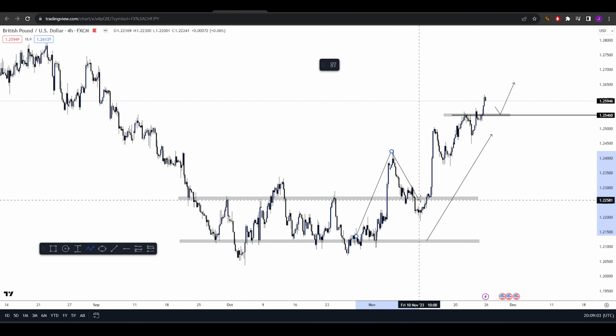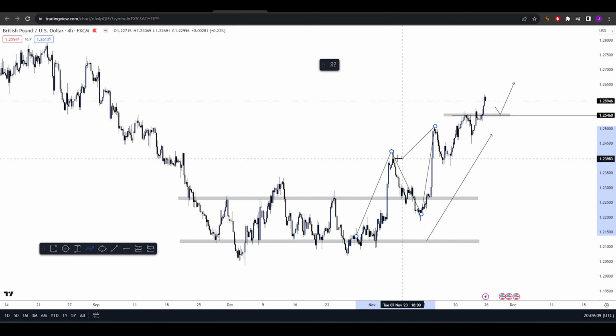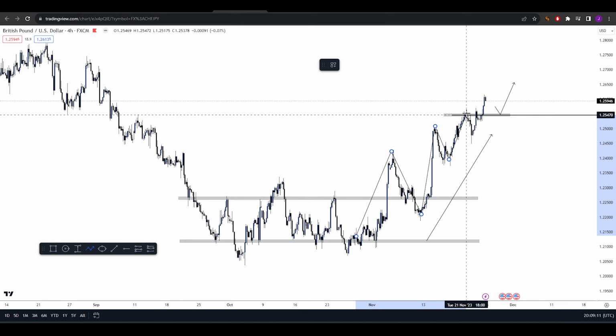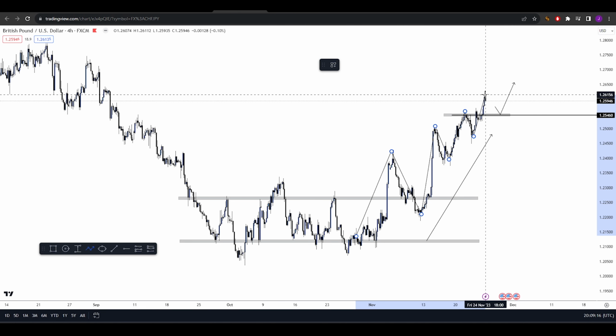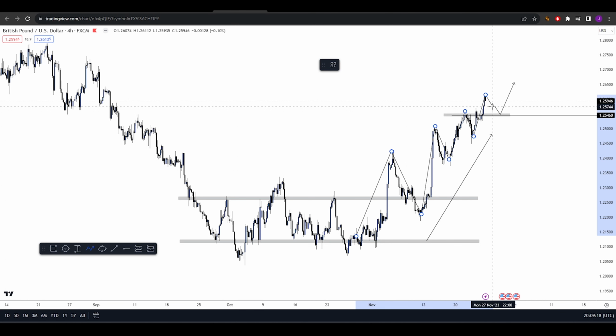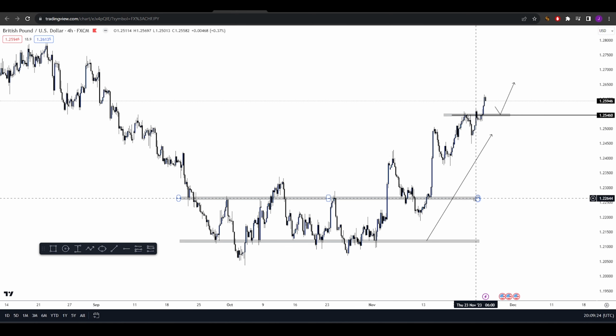Come back, retested the support level of the range, used that as support, broke up yet again higher, pulled back to this level, pushed higher, pulled back again to this level, pushed higher. And what do we see now? Another level of support where we're anticipating price to do what? Push higher. Literally, rinse, repeat, same thing over and over again.